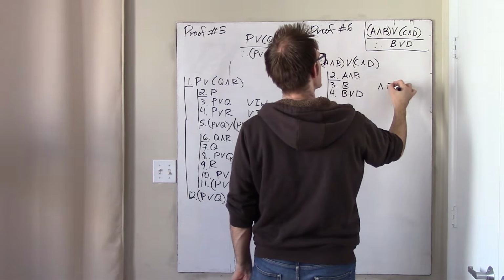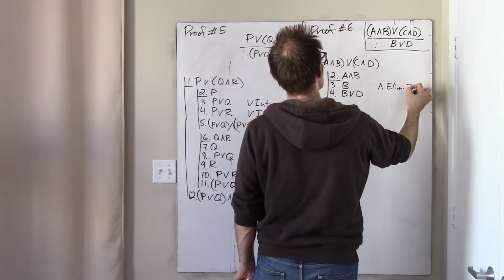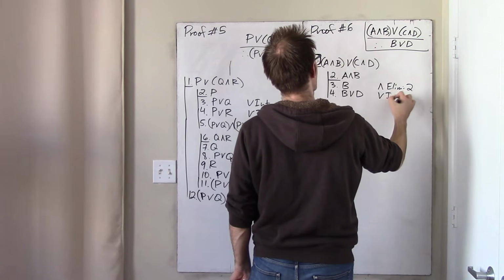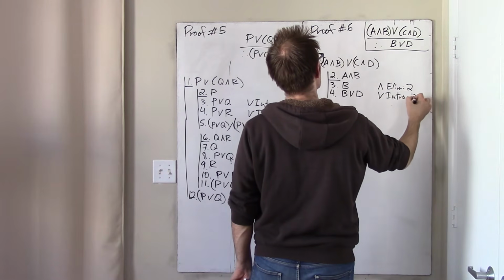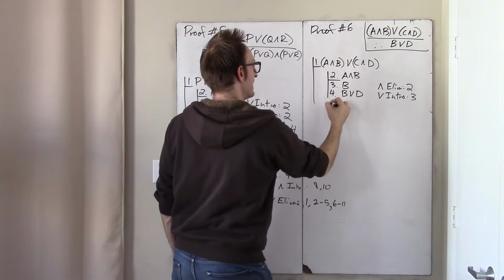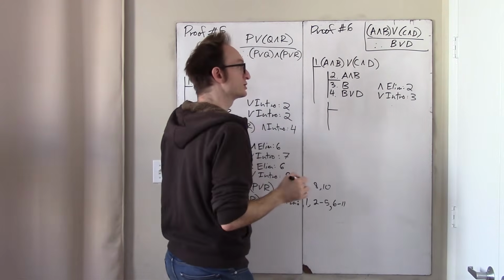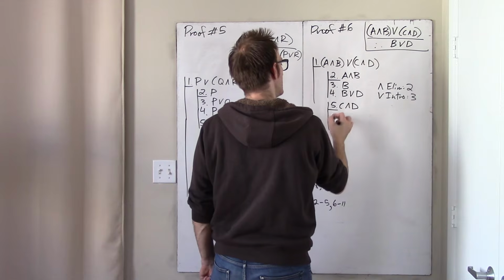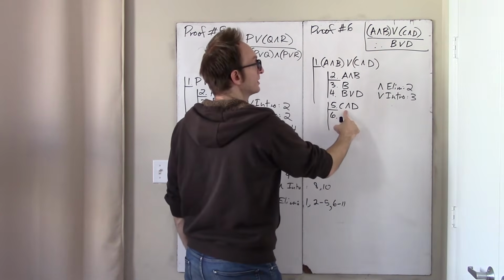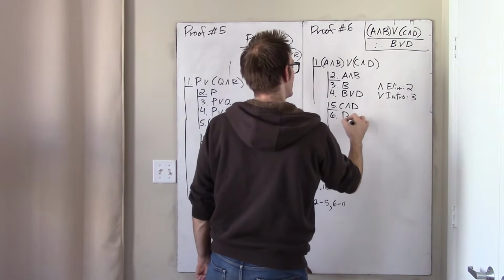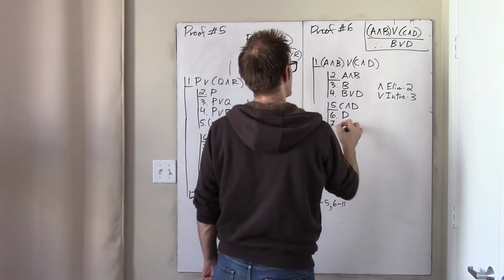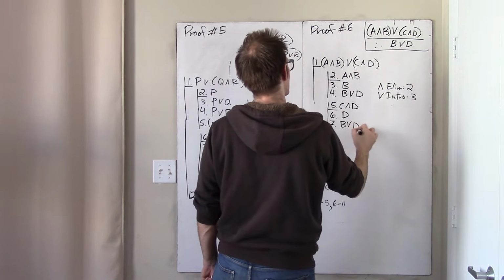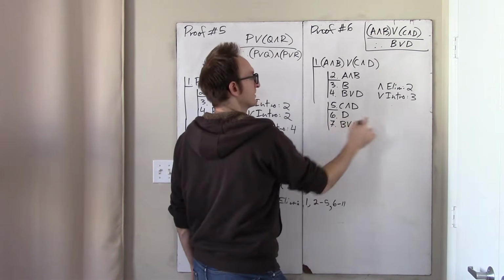Here, this is and elim 2, and this is or intro 3. Okay, then I will try the other disjunct, C and D. Well, from this, I conclude D, of course, and from that, I can or on a B. Okay, I'm now sort of pretty much done, right?